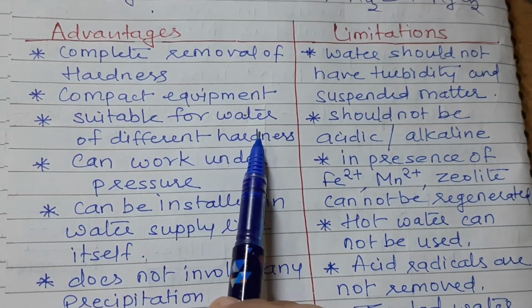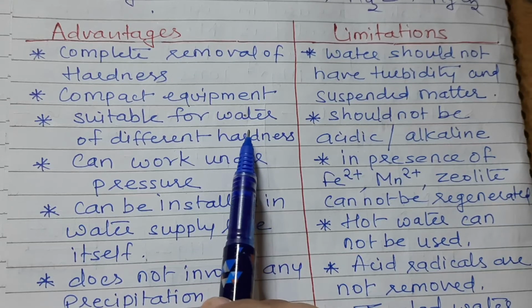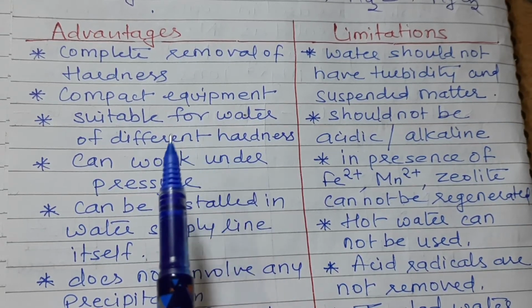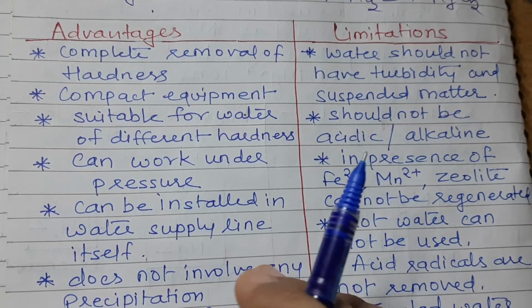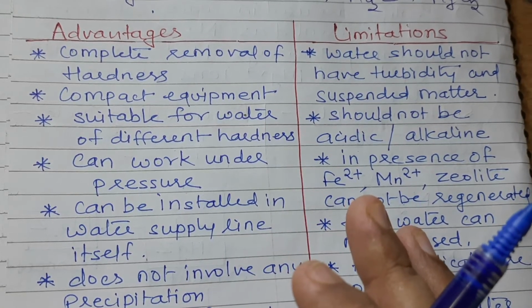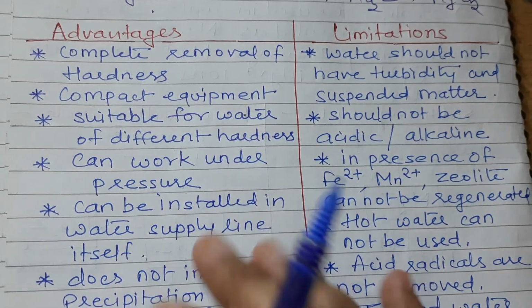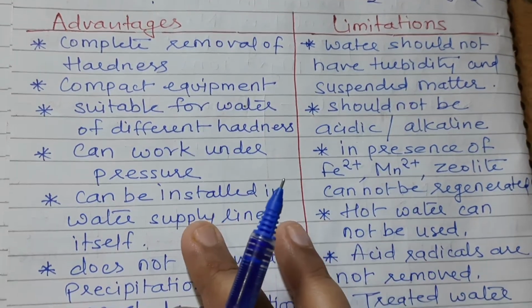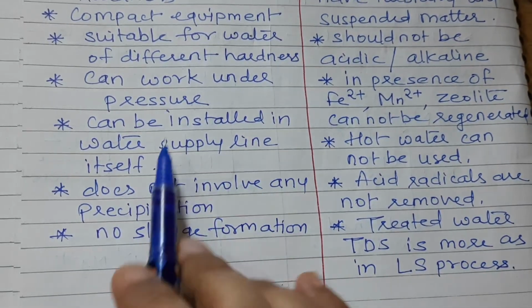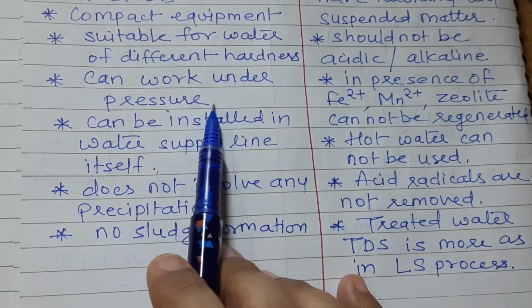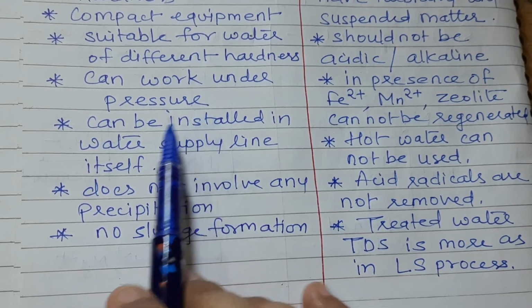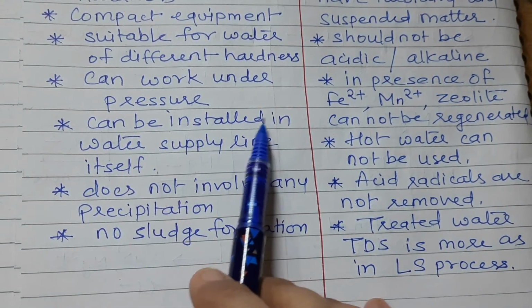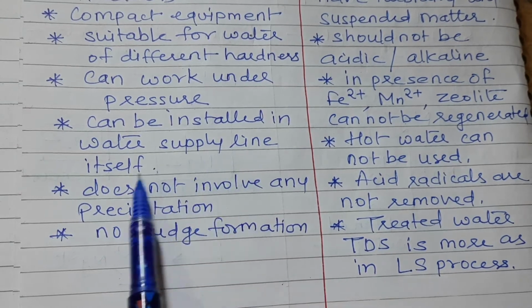Different types of water samples can be used. It means that water containing lesser hardness, water containing a higher amount of calcium and magnesium ions, any sort of water with varying concentration of calcium and magnesium ions can be employed in this process. It can also work under pressure. If the water is coming into the zeolite with a certain pressure, then also this process is equally effective, and therefore we can install the zeolite into the water supply line itself.